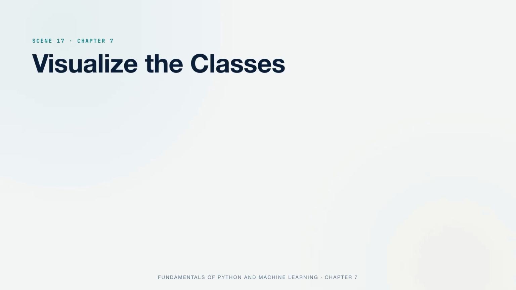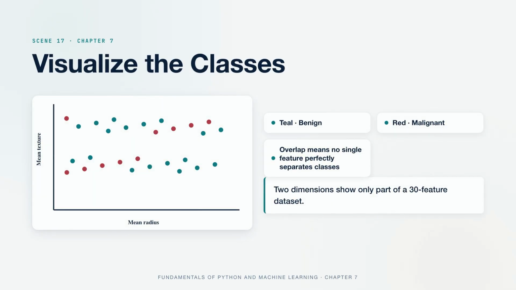Visualization helps us examine how the classes relate to selected features. For example, we can plot mean radius against mean texture and style the points according to the target class. We may notice regions where malignant and benign observations are more common. We may also notice overlap. Overlap is important because it shows that no single feature perfectly separates the classes. A three-dimensional scatter plot can add another feature, such as mean perimeter. However, visualizations with 2 or 3 features represent only part of a dataset containing 30 features.